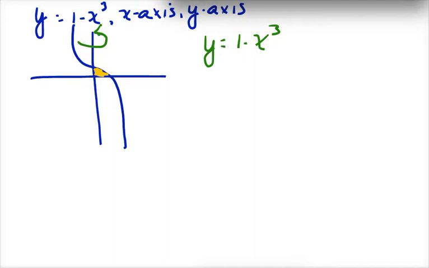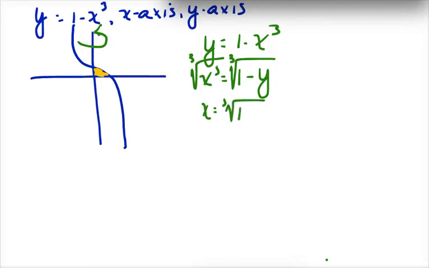Okay, so in this case you want to solve for x so that you can get this in terms of y. It'd help if I would solve the equation, right? So you've got 1 minus y, take the cube root of both sides, and you're left with x equals the cube root of 1 minus y. And so that's the equation of the cubic in terms of y.